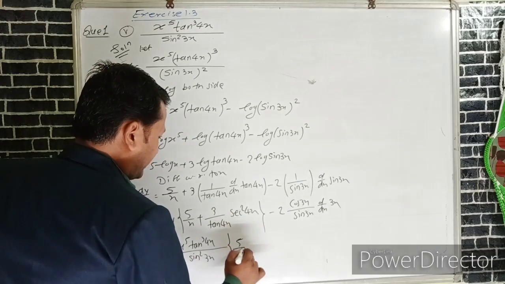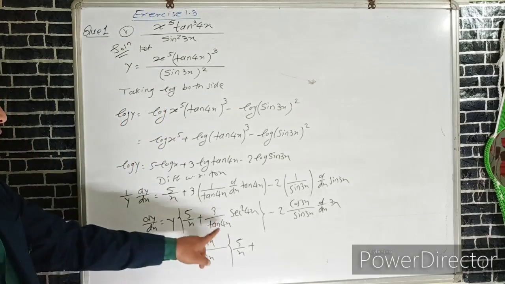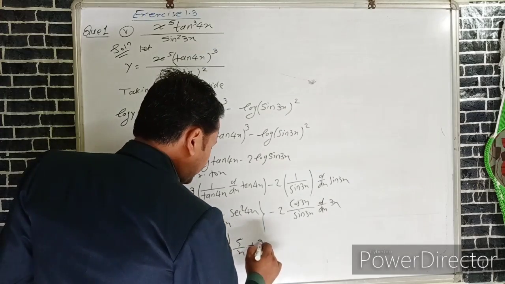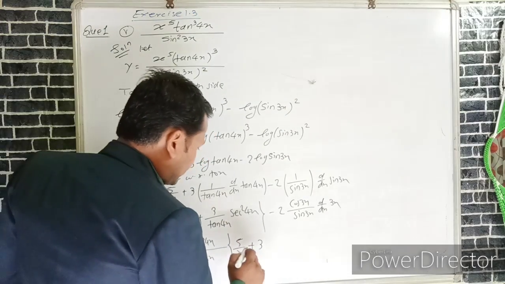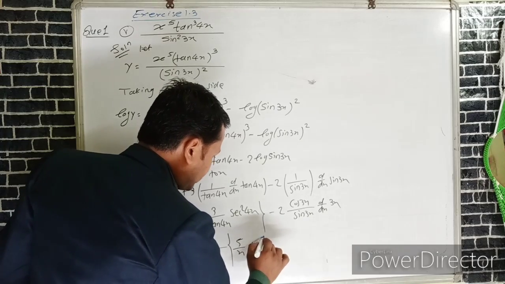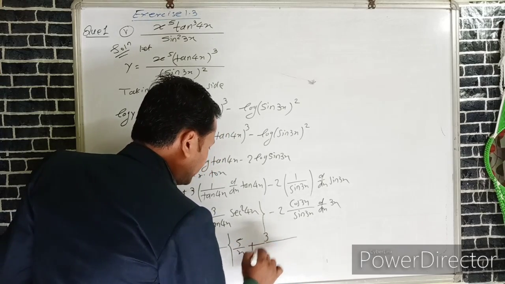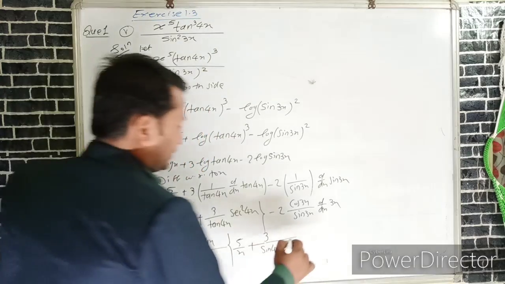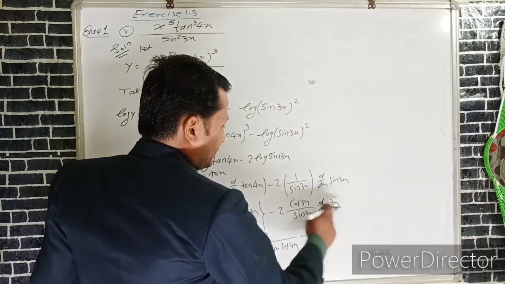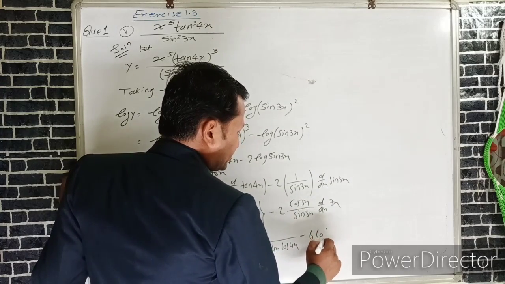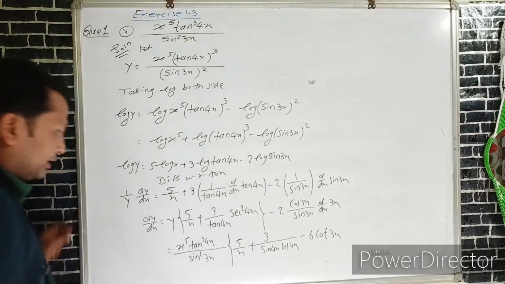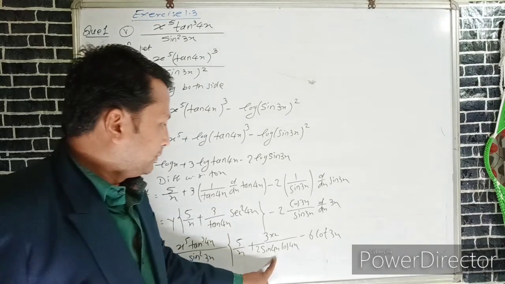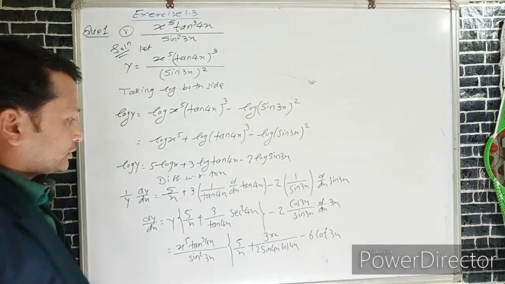Into 5 by x plus 3 upon tan 4x, which means cot 4x into sec square 4x. We can write it as 3 upon sin 4x into cos of 4x, minus the derivative of 3x is 3, into 2, 6 cos 3x upon sin 3x is cot of 3x. If we adjust 2 here, then we can write 2 sin 4x into cos 4x is sin 8x.